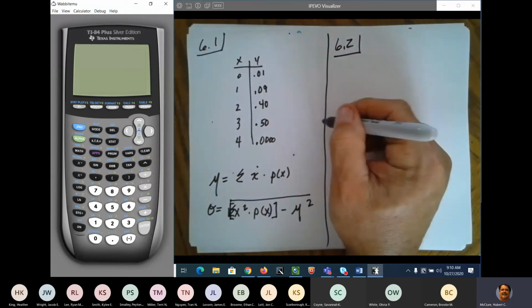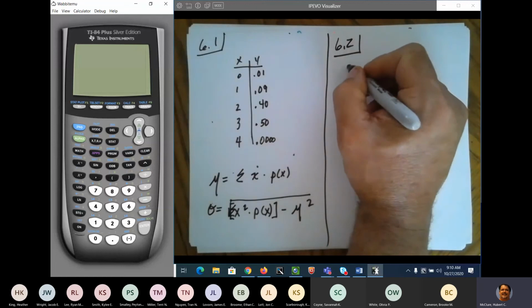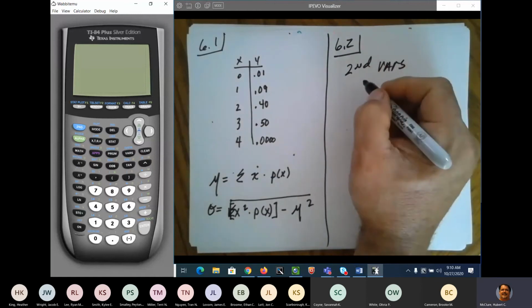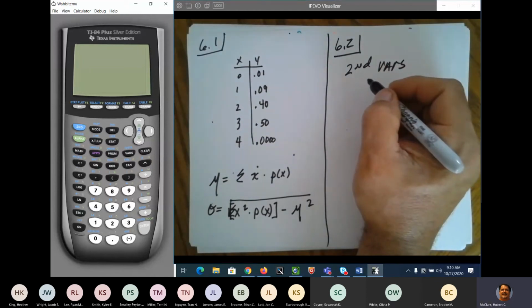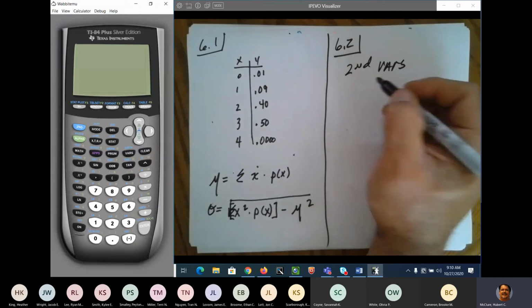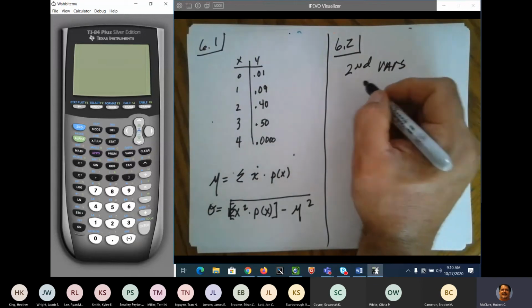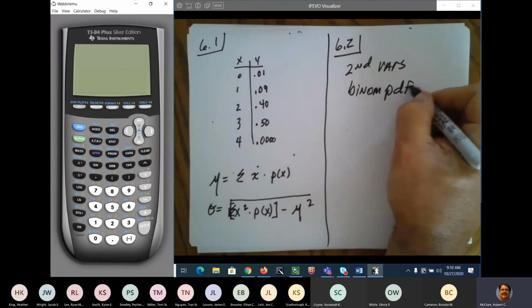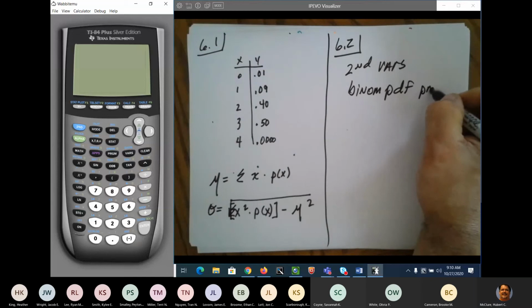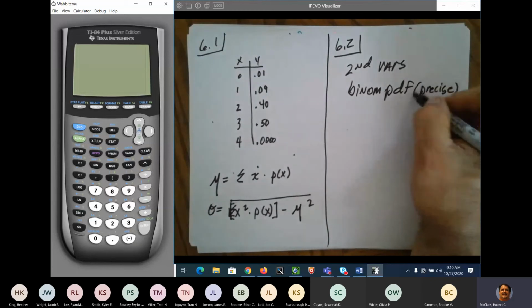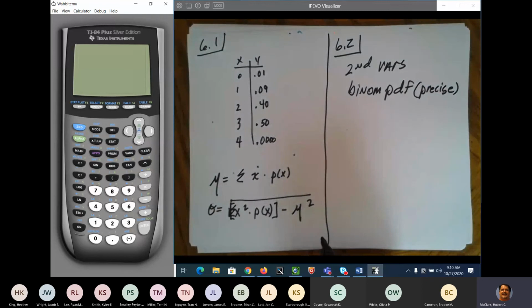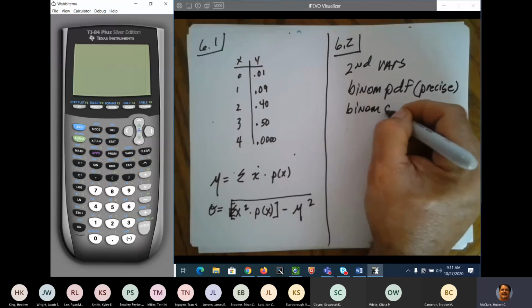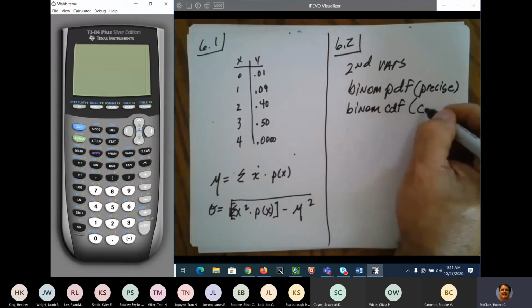And 6.2, you've still got the binomial calculator functions: second VARS. Binomial PDF is for precise values, and then binomial CDF is for cumulative.